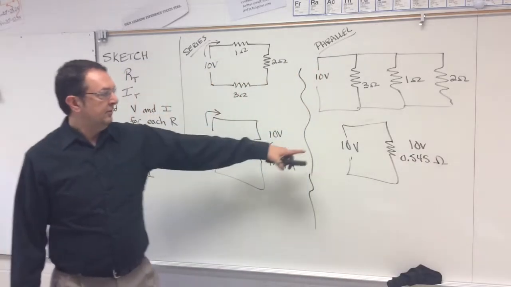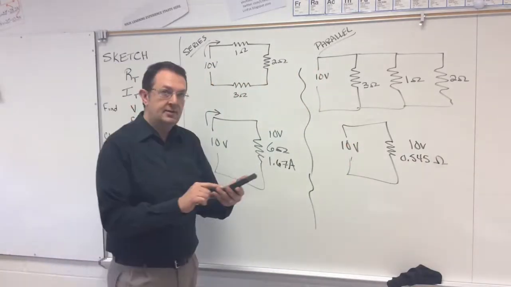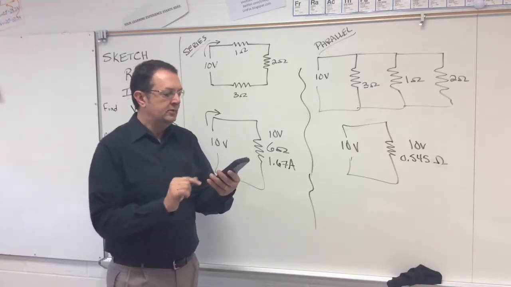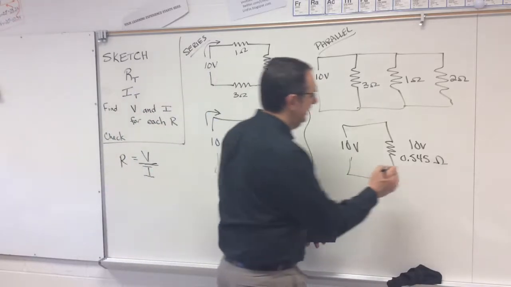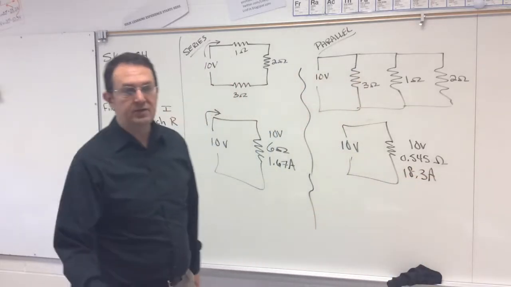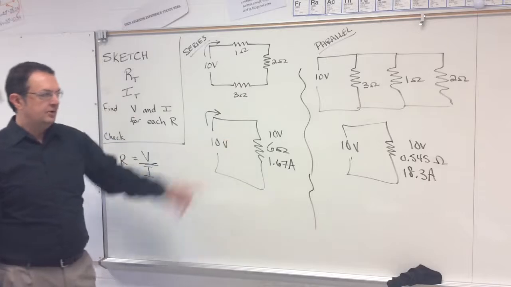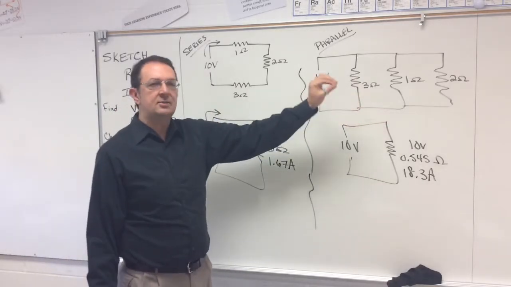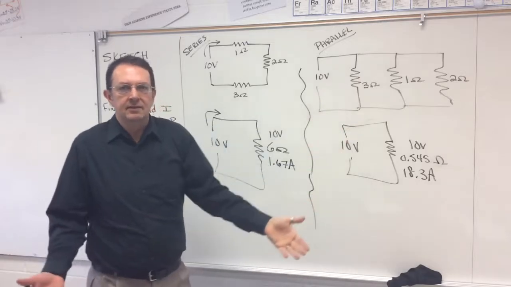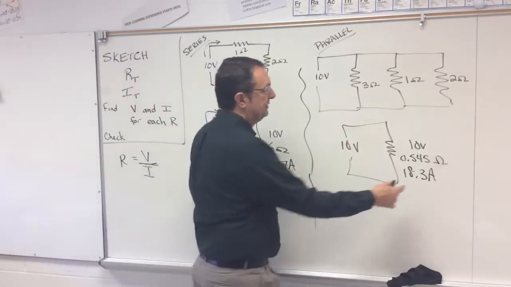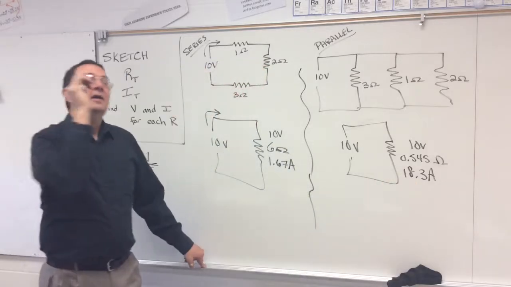10 volts supplied, 10 volts used. 10 volts divided by 0.545 ohms equals 18.3 amperes. That is a large current. As you add more resistors in parallel, you get a smaller resistance. Resistance, you know, it's resistance to flow. And with a smaller resistance to flow, you get more current.